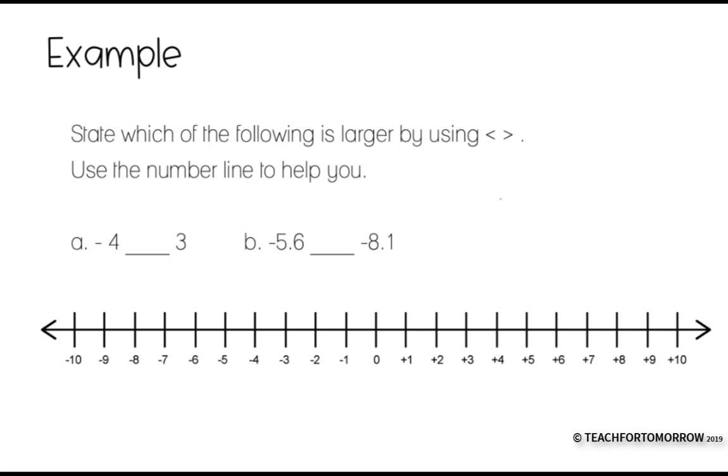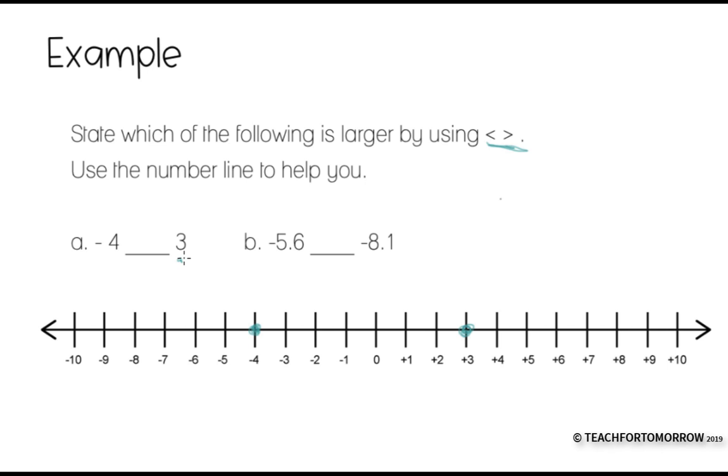Okay, let's do another example now. But this time, instead of just stating which one is larger, we're going to use the greater than and less than symbols, which are the little arrow-like symbols over here. And we're going to use the number line again to help us. So let's start by plotting these two values: -4 and 3. Which one of these is greater? Looking at these, we know that 3 is bigger. But how do we show that?